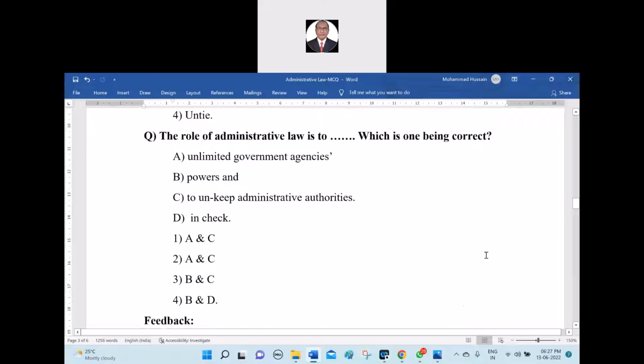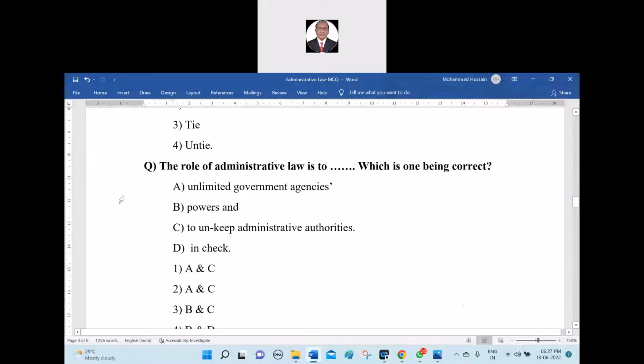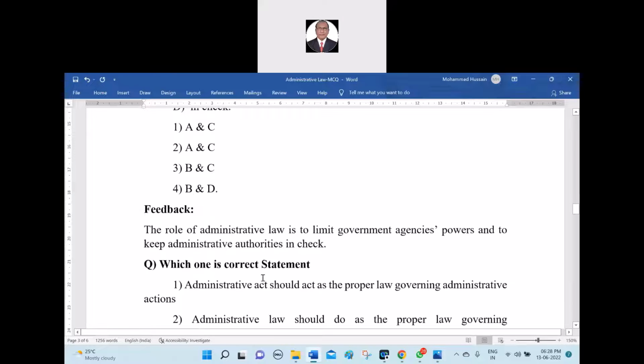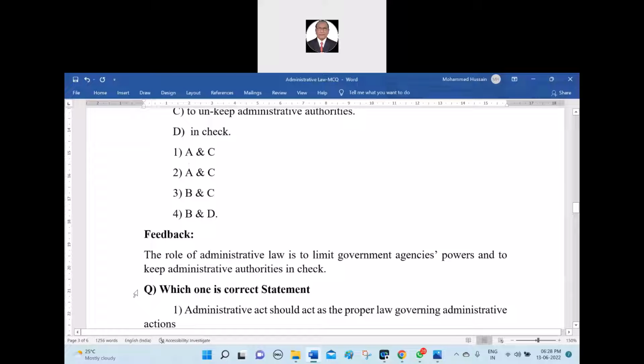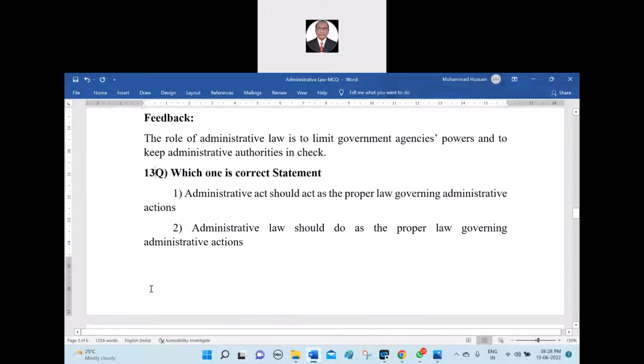In the sense, for the 12th question, the answer is 4. And question number 13, yes, anyone? No, I will read it.